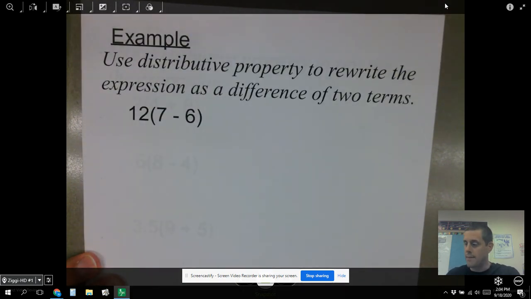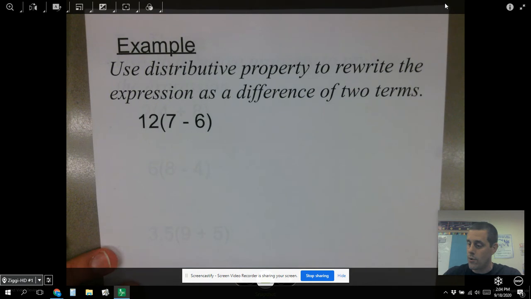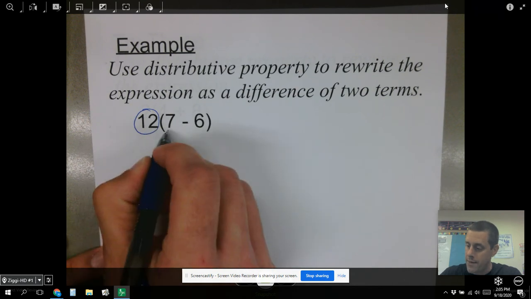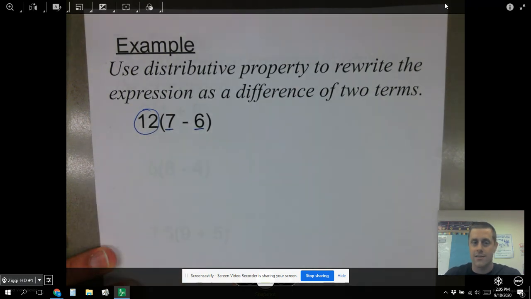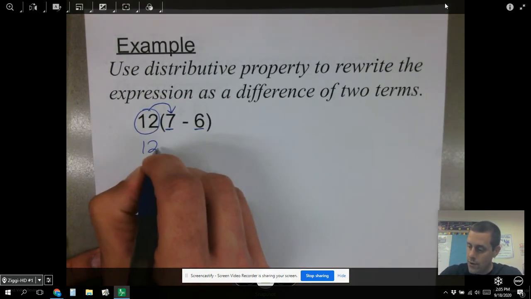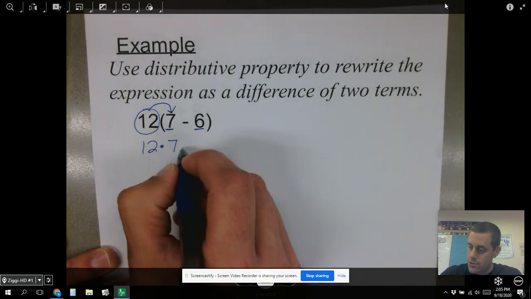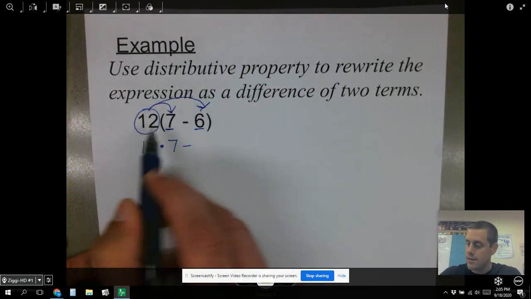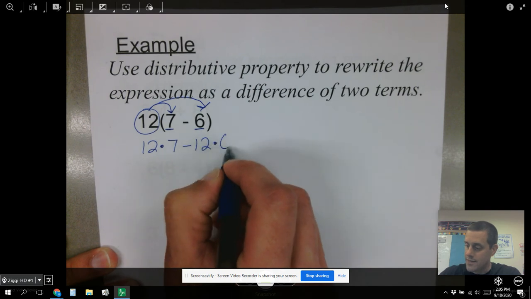All right, let's do one more example, this time with subtraction. It works the same way. 12 times the quantity of 7 minus 6. 12 is our coefficient. Terms separated by the minus sign are 7 and 6. Let's go ahead and distribute the coefficient 12 to both of the terms. First to 7, we get 12 times 7. Drop your minus sign, and now we distribute the 12 to the second term, 6, to get 12 times 6.